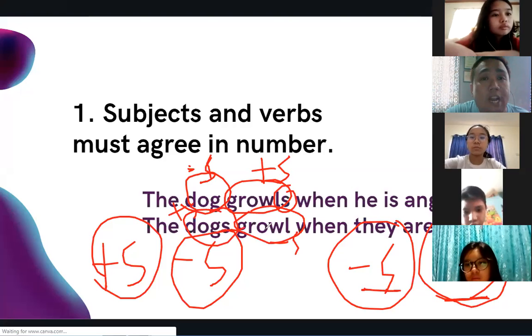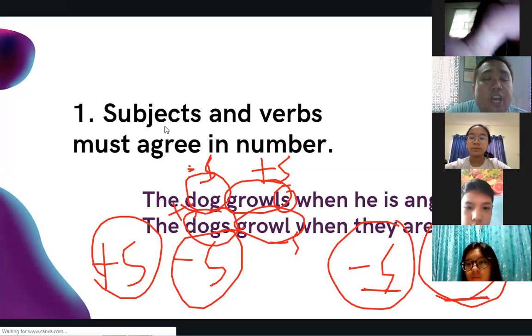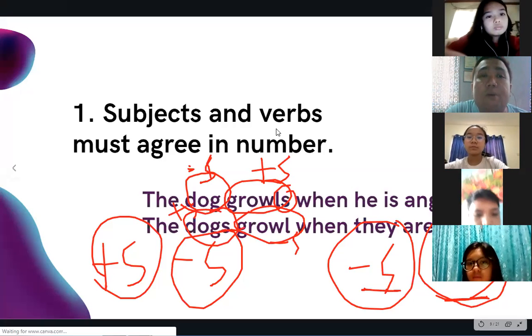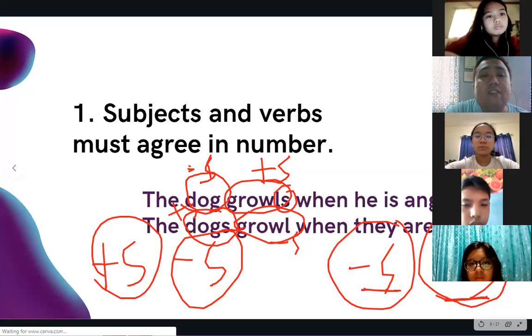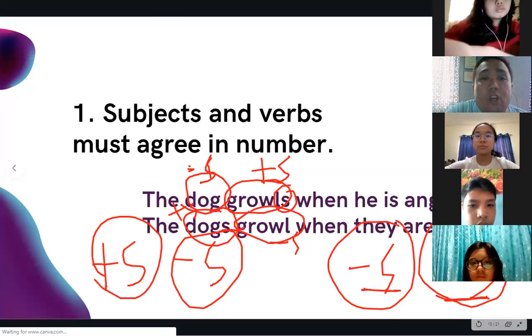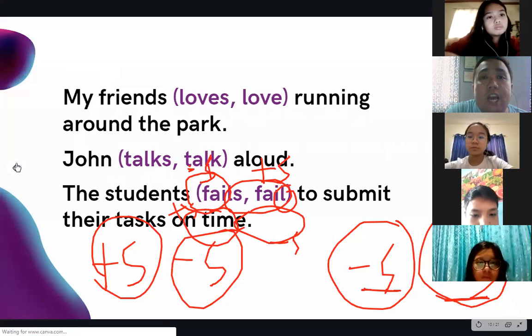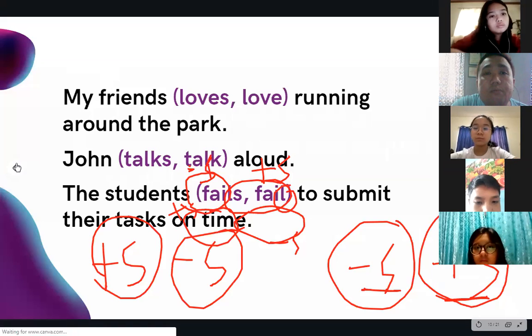But significantly, what we're trying to point out in here is that when you have a singular subject, you have a singular verb. If you have a plural subject, you have to have a plural verb. They must agree in number. Let us try answering the following. Let me remove all the annotations.